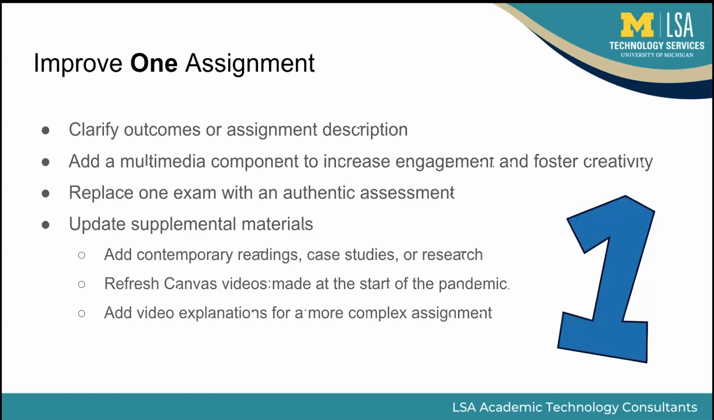And so this might be a situation where you can clarify outcomes or the assignment description. So what does that mean? Well, sometimes we're not getting what we want from our students because we're not telling them how this assignment connects to the learning outcomes. Like, what is it that you want them to get out of this, right? And so sometimes clarifying that for students right on the assignment can be really helpful.